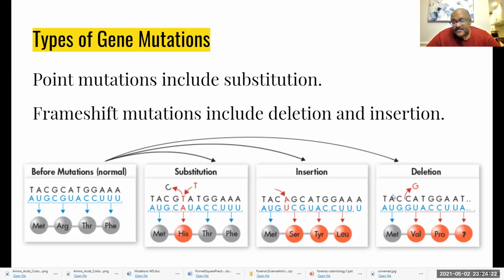Deletion is when one of the letters is just removed, and then the groups of 3 change, and that will actually change the sequence. And in this case, I took one out, so I did have 12 letters. Now I've got 11. So you can see how you've got 2 right here that don't code for anything, and that could cause a problem.